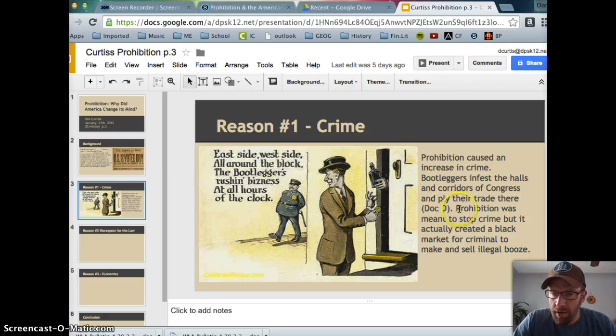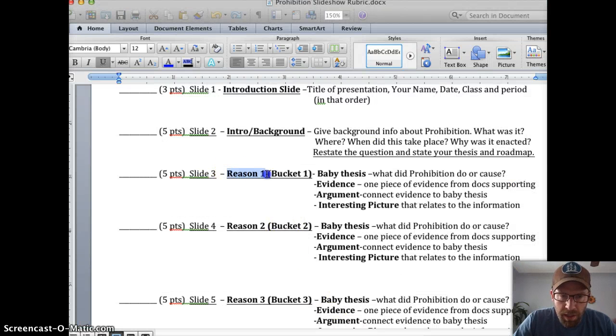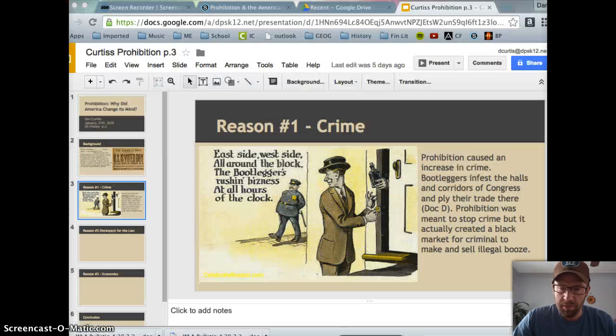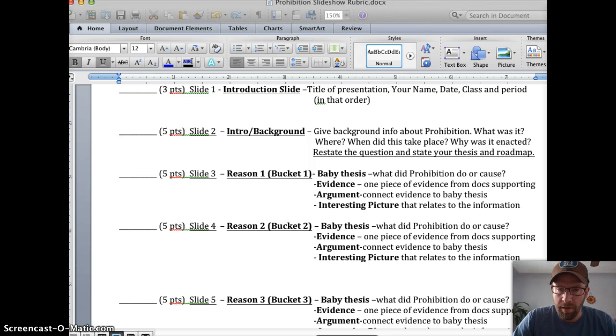Hopefully you remember that. Prohibition was meant to stop crime, but it actually created a black market for criminals to make and sell illegal booze. So you can see, if you go back to the rubric for this one, I've got a mini thesis, a baby thesis. What did prohibition do or cause? Prohibition caused an increase of crime. Plain and simple, right there. Back to this. So there's one thing I've got checked off.